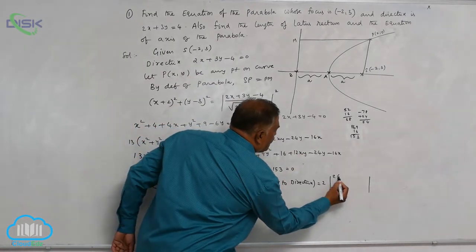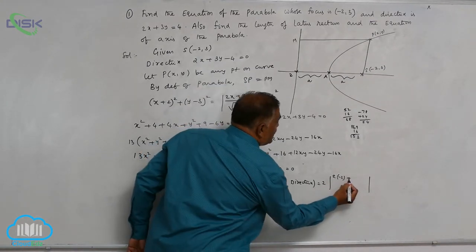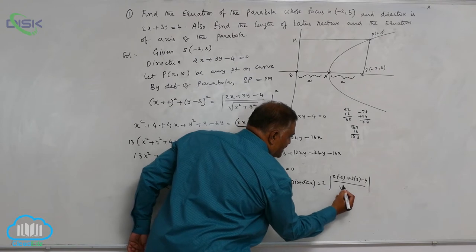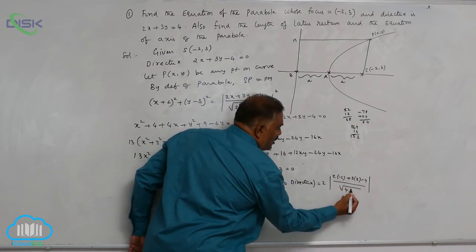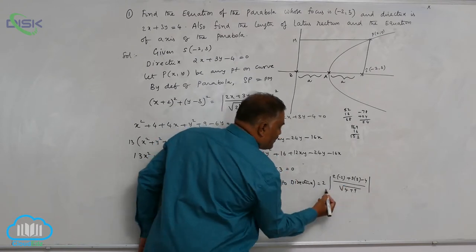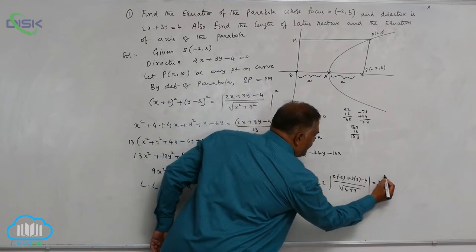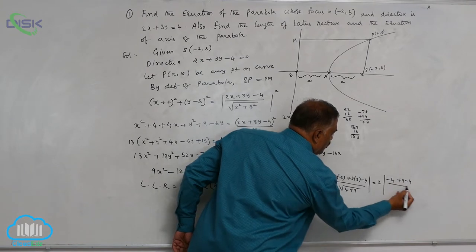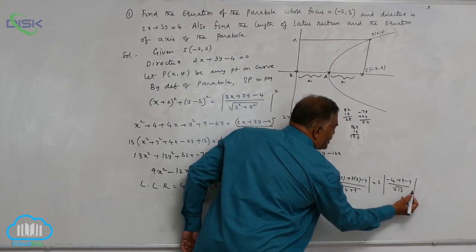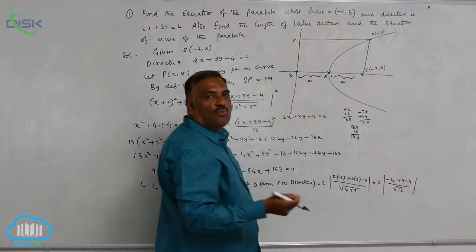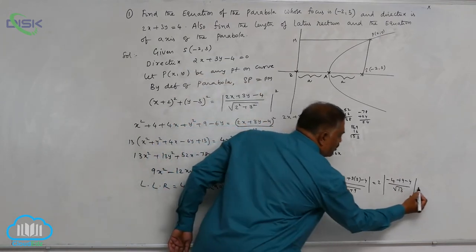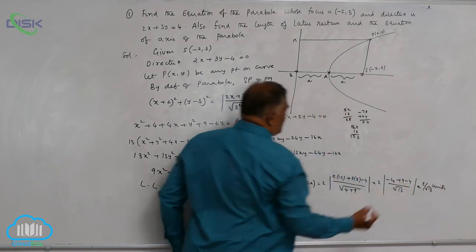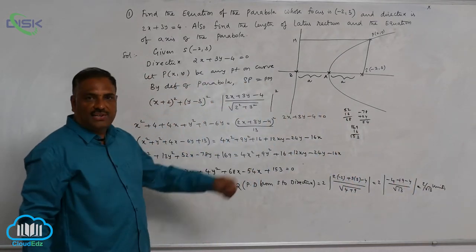2 into (2 into -2 + 3 into 3 - 4) divided by the square root of 4 + 9. This will become 2 into (-4 + 9 - 4) by root 13. So 9 minus 8 is 1. So it will become what? Totally 2 by root 13 units. So this is the length of the latus rectum.